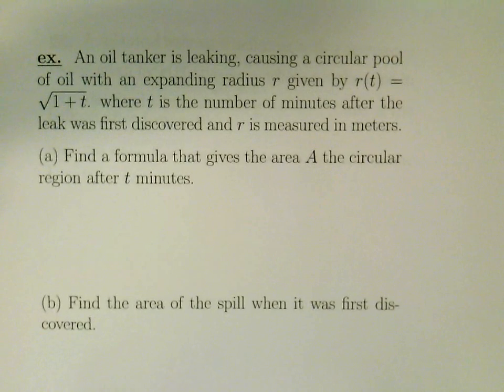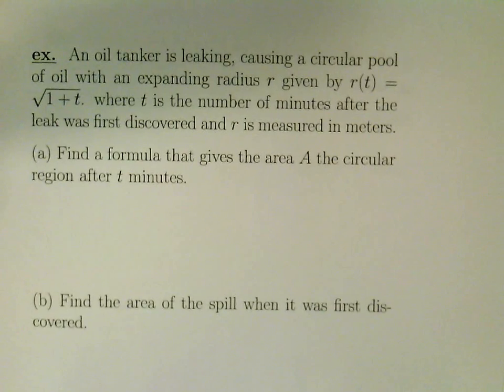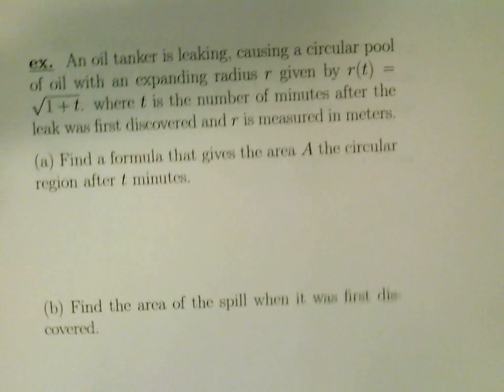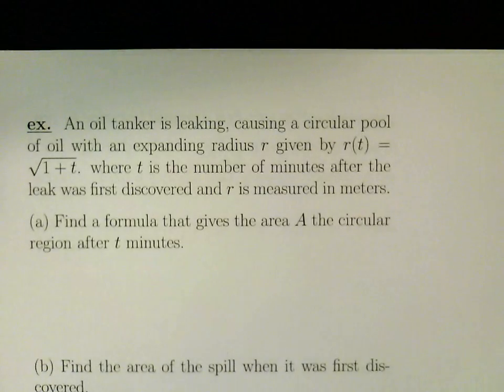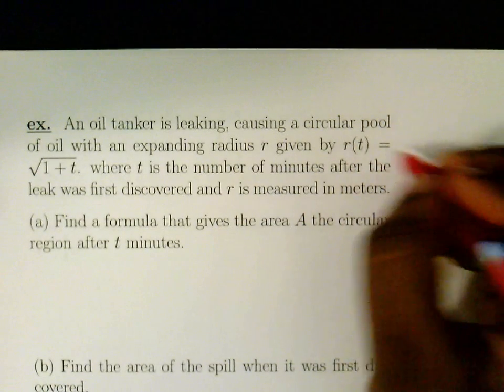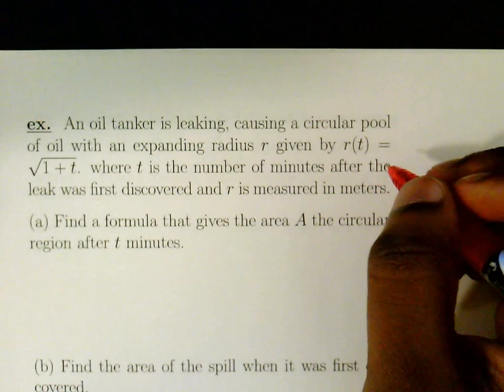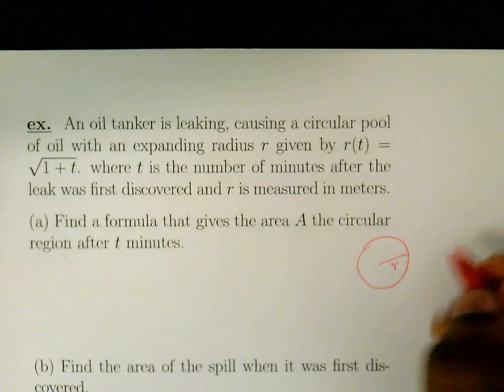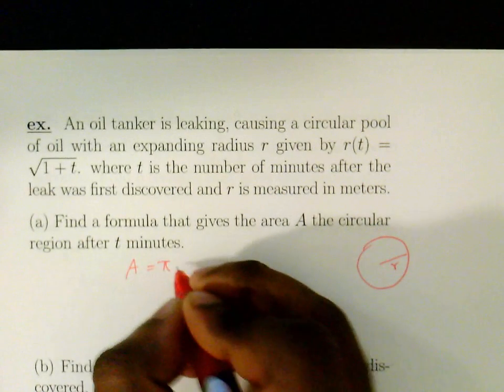Let's do an application question. Now this was very similar to one we did in class. Also, I will test this question at the end. So the next question is about a very similar thing. We have a sphere instead of a circle. So an oil tank is leaking, causing a circular pool of oil with expanding radius r, given by the square root of 1 plus t. Now you know you have a circle of radius r. The area is pi r squared, right?